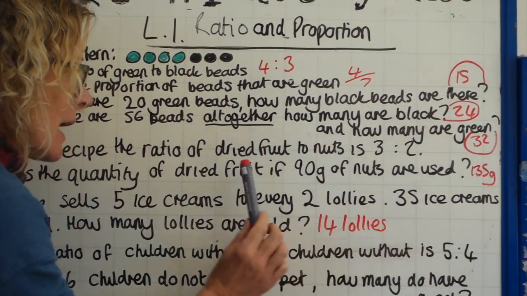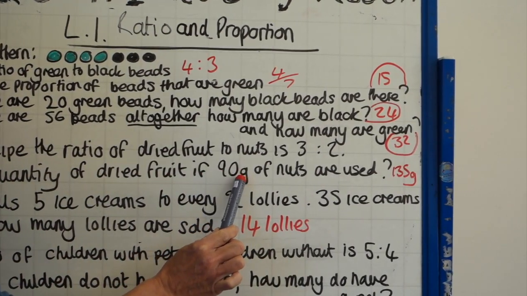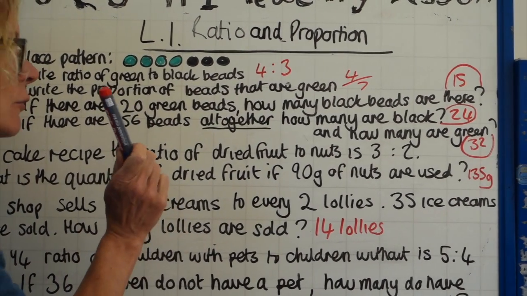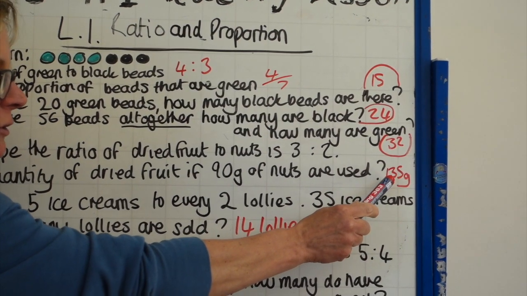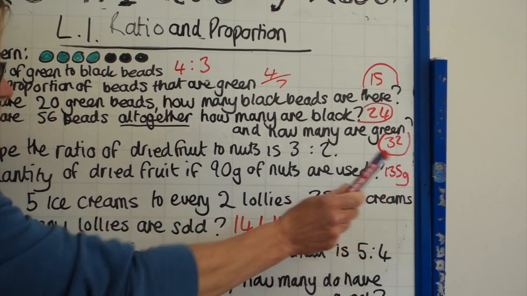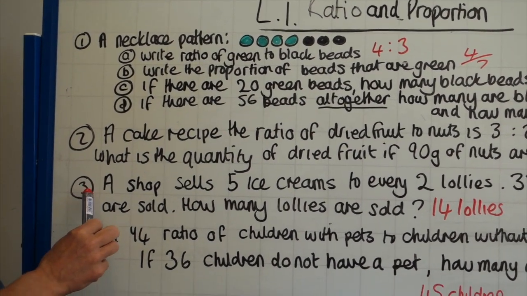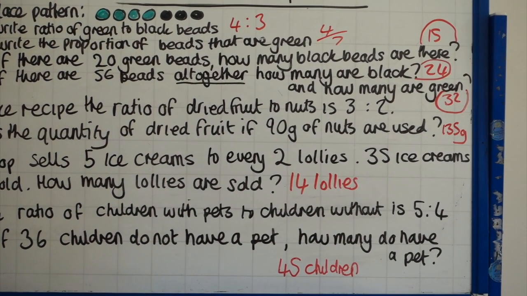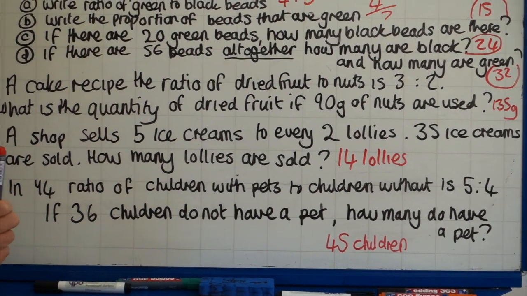Okay, so the answer was, what is the proportion of dried fruit? If 90 grams of nuts are used, you're going to need 135 grams of dried fruit, okay? And number 3, ice creams to ice lollies. 14 lollies was your answer for how many lollies are sold if 35 ice creams are sold.